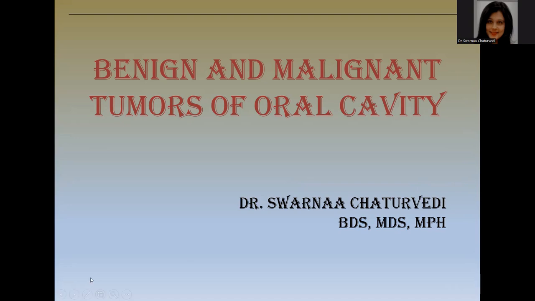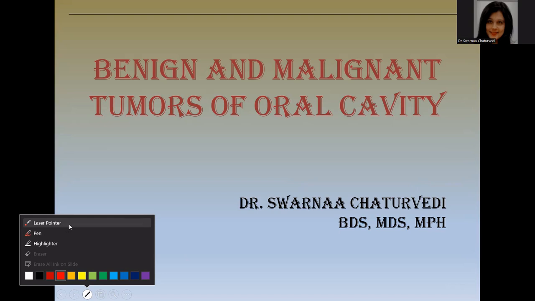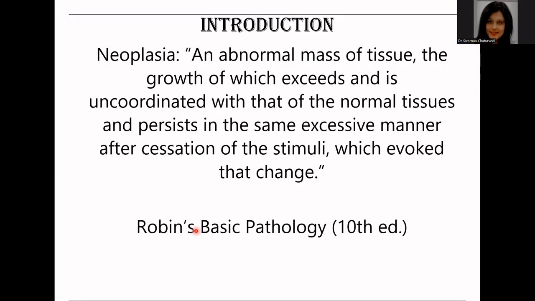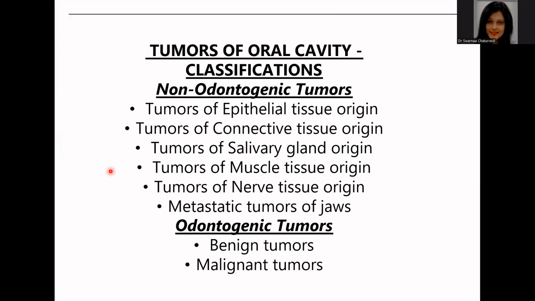So moving forward, we begin with what neoplasia or tumors basically are. They are an abnormal mass of tissue, the growth of which exceeds and is uncoordinated compared to that of normal tissue, and it persists in the same excessive manner even after cessation of the stimulus which has evoked that change.